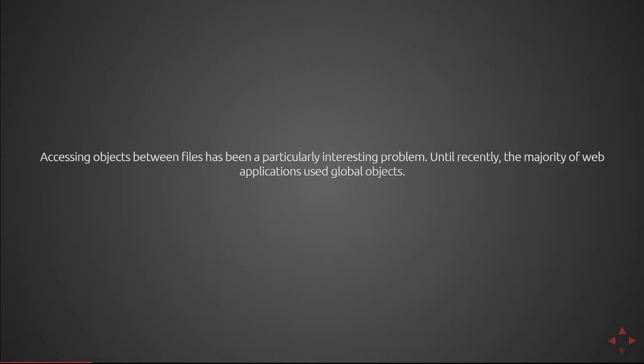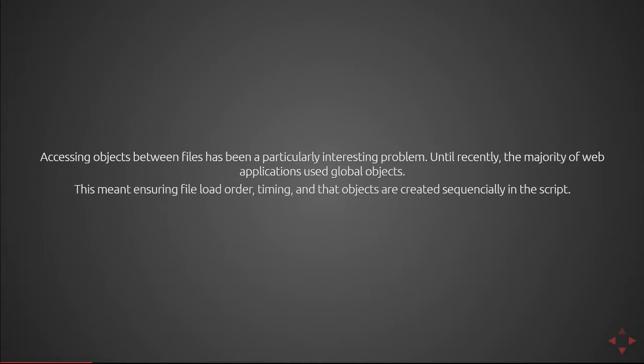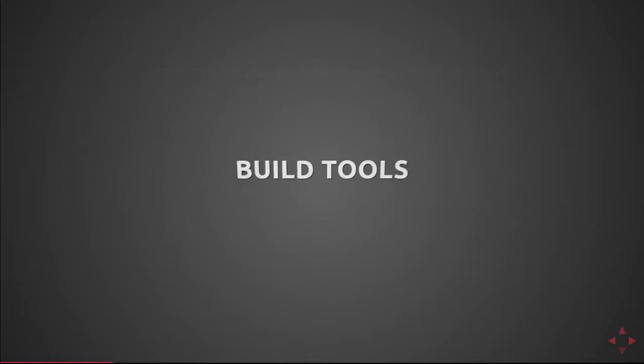So for historical reference, accessing objects between files has been a particularly challenging problem in the JavaScript world. Until recently, the majority of web applications used global objects. These include things such as window, document, etc., but more specific to your application. This meant ensuring that the file load order, timing, and objects are all created sequentially in the script.